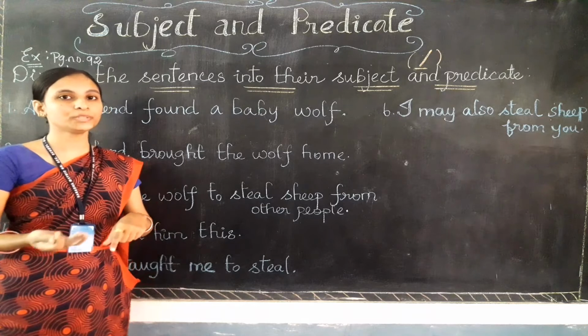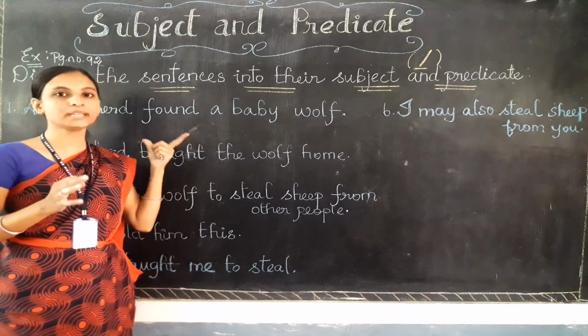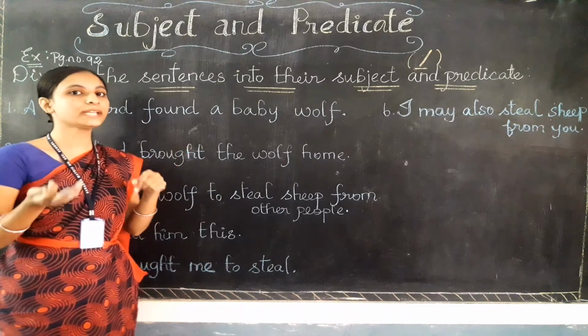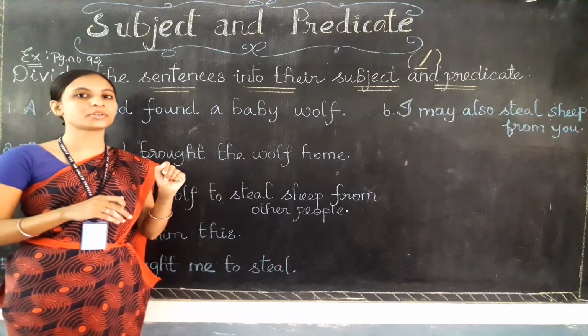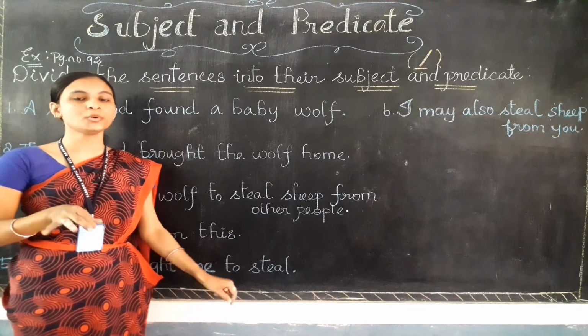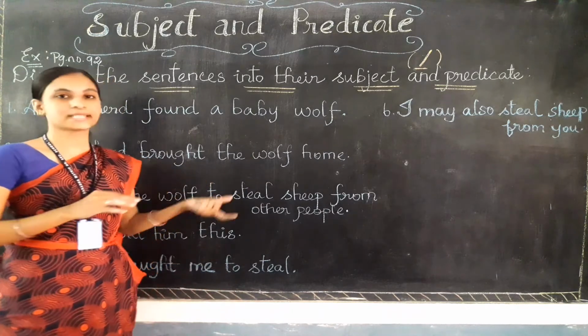I have given you the idea of the subject and predicate. The subject will come at the beginning, at the first word. And the predicate comes with the verb. From the verb until the end of the sentence refers to the predicate. There are 7 questions in your book. Here I have written 6 only. So let's start doing the exercise.